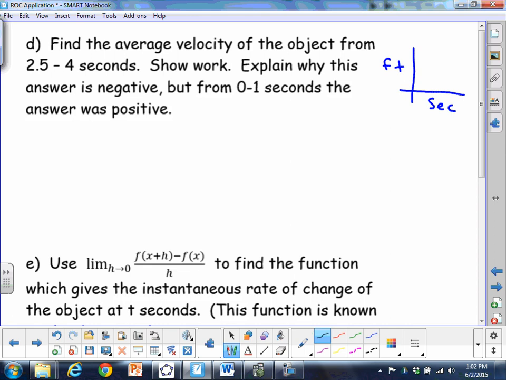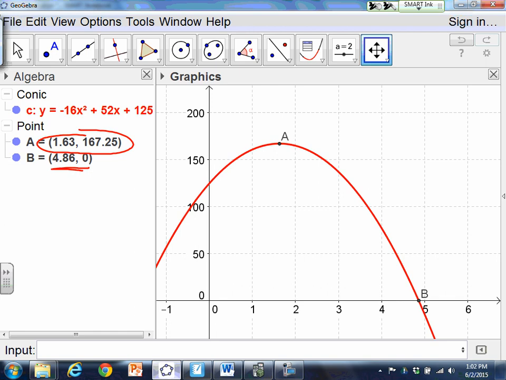Again, we know our graph is doing something like this roughly. Let me look at our picture a little bit. From 2.5 to 4, so 2.5 seconds is about here, to 4 seconds, which is here. And we're going to do the same thing we did in the previous part, where we find the slope of that secant line.